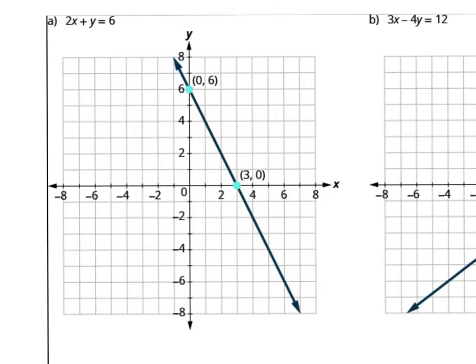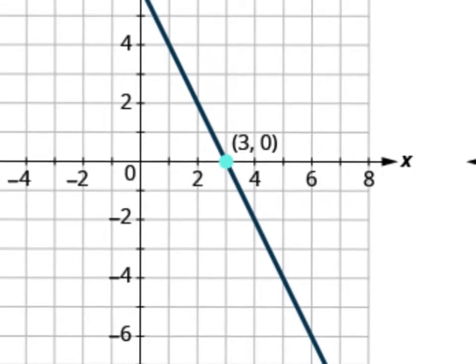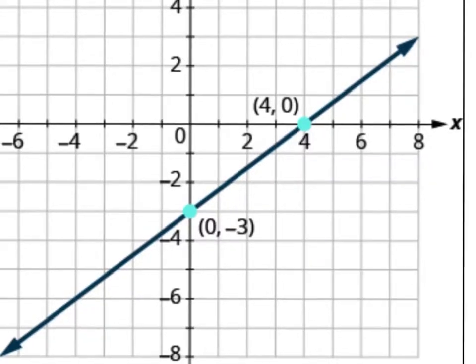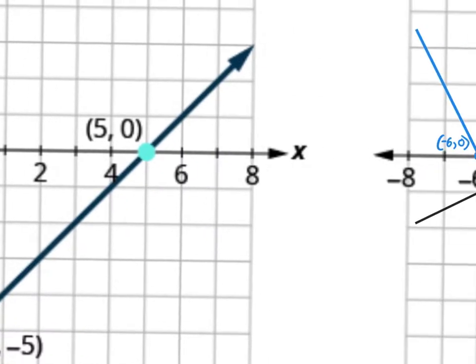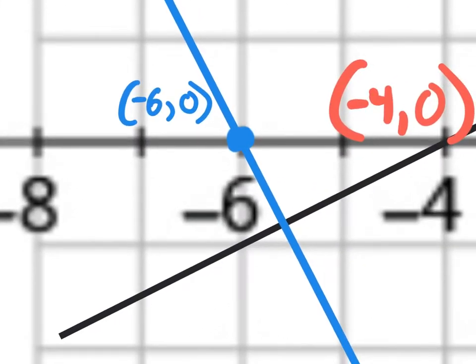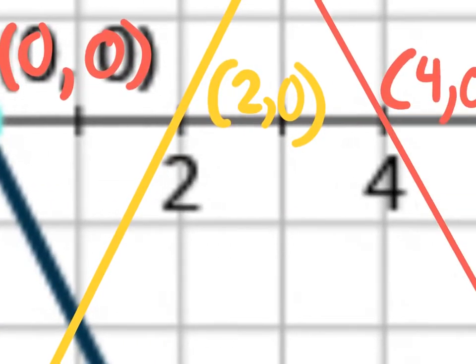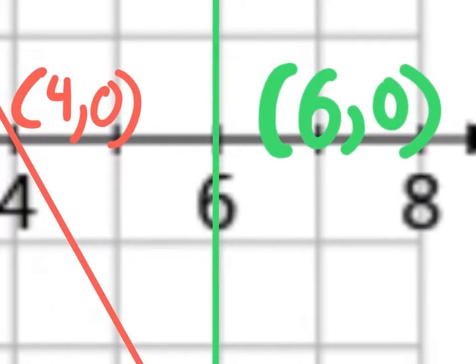Check this out. Let's just focus. What do you guys want to do? X-intercepts first or y-intercepts? X, okay, so could somebody tell me what that x-intercept is? 3, 0, right? How about this x-intercept? 4, 0. How about this x-intercept? 5, 0. How about this blue line? -6, 0. The black line, -4, 0. This one right here, 0, 0. How about this yellow one? 2, 0. How about this red one? 4, 0. How about this green one? 6, 0. What do you notice about every single one of those x-intercepts?